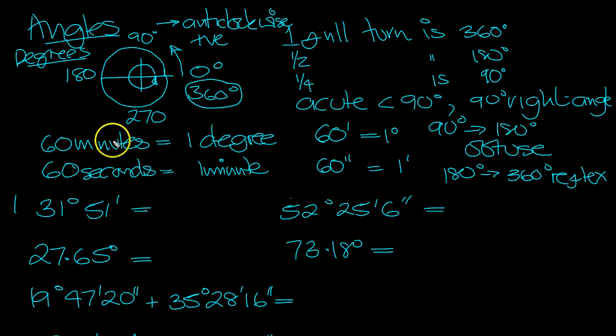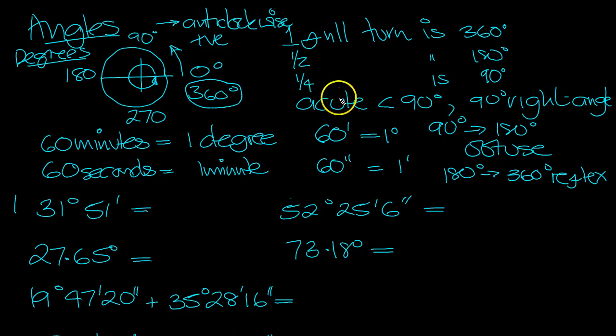You can subdivide degrees into minutes. 60 minutes is 1 degree. And you can subdivide minutes, believe it or not, into 60 seconds. And I've written the units down here. So 60 minutes is 1 degree, and 60 seconds is 1 minute.